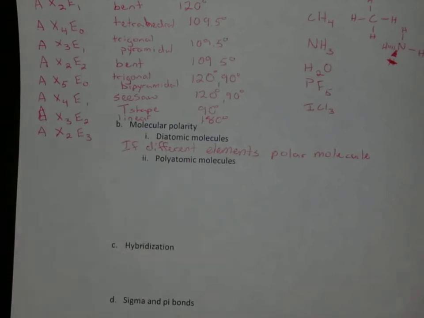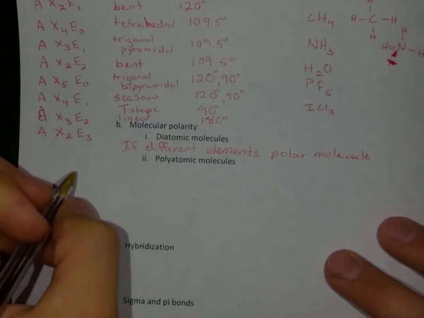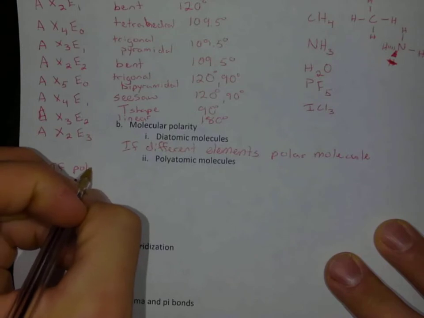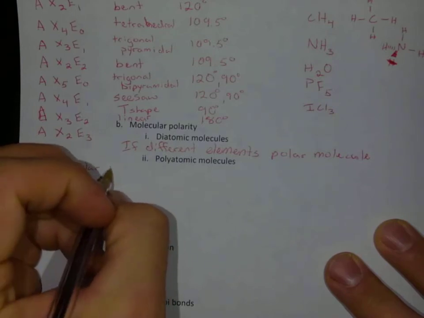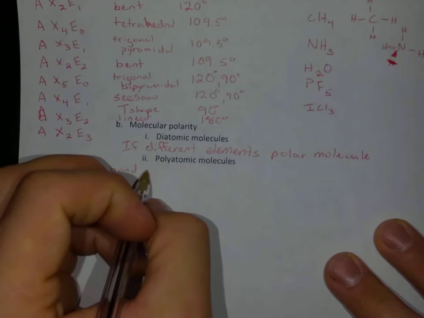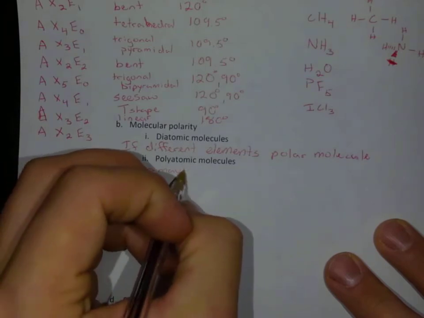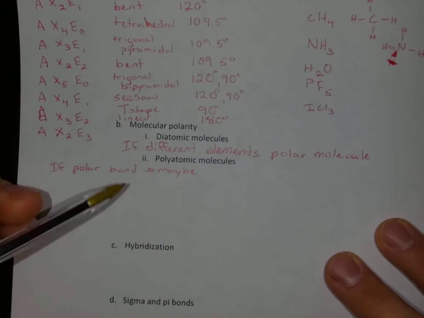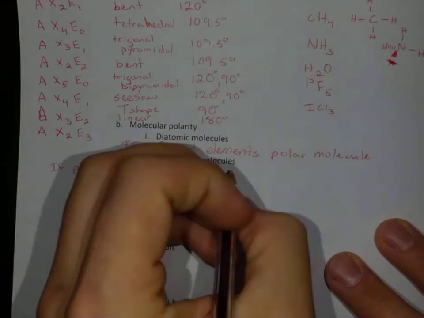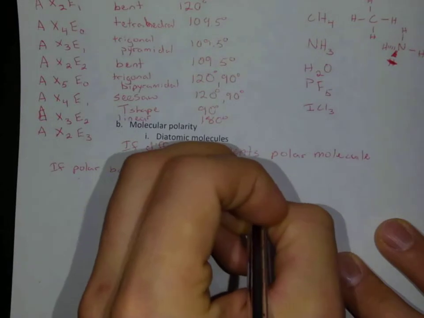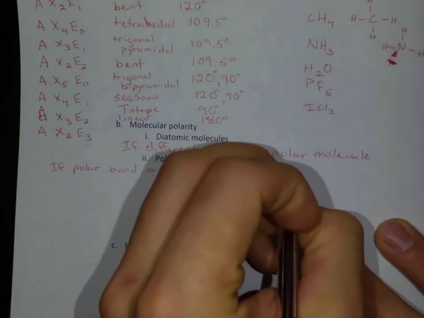With our polyatomic molecules, it gets a little bit more complicated, okay? So first off, we're going to ask if it is a polar bond. If it is a polar bond, then we're going to say, okay, maybe it is a polar molecule. That is where we need to start looking at symmetry, okay? So this is where we look for the mirror test or just look for symmetry, okay?